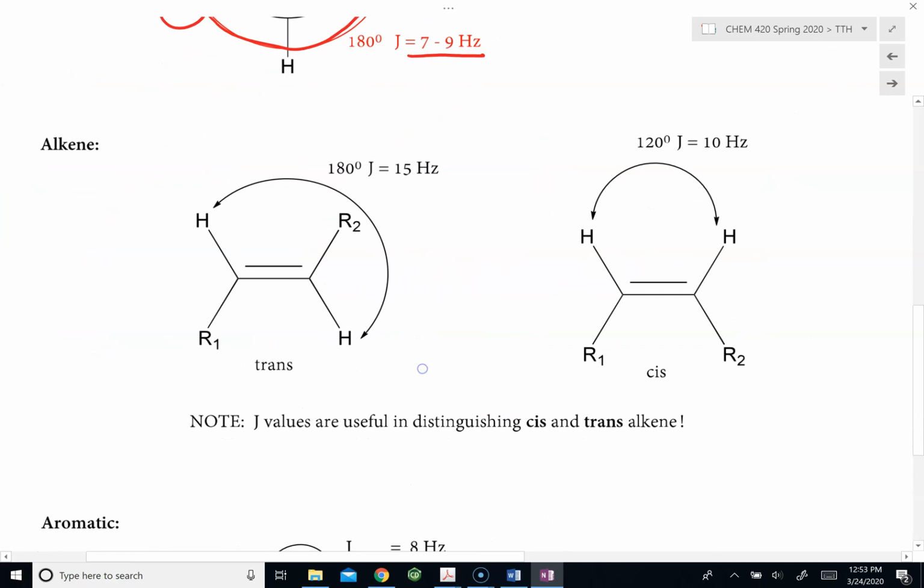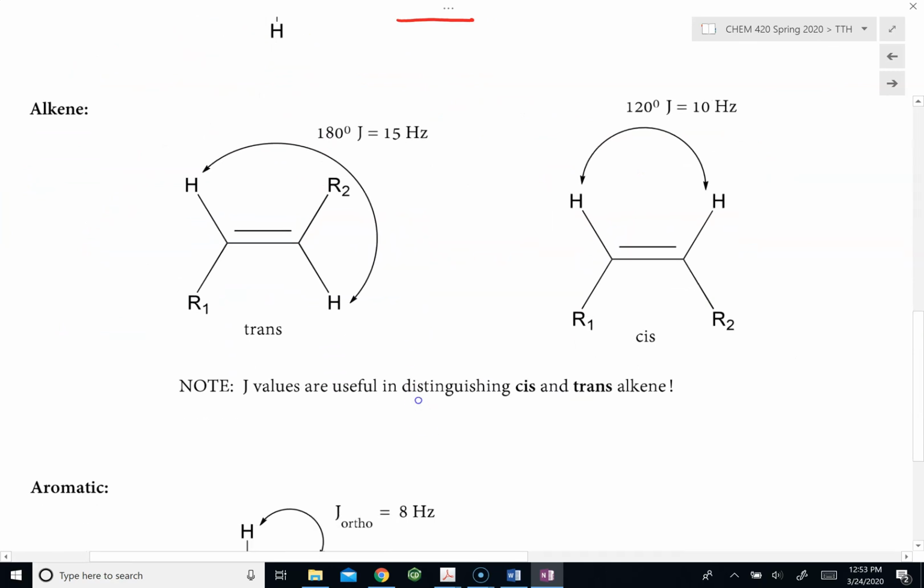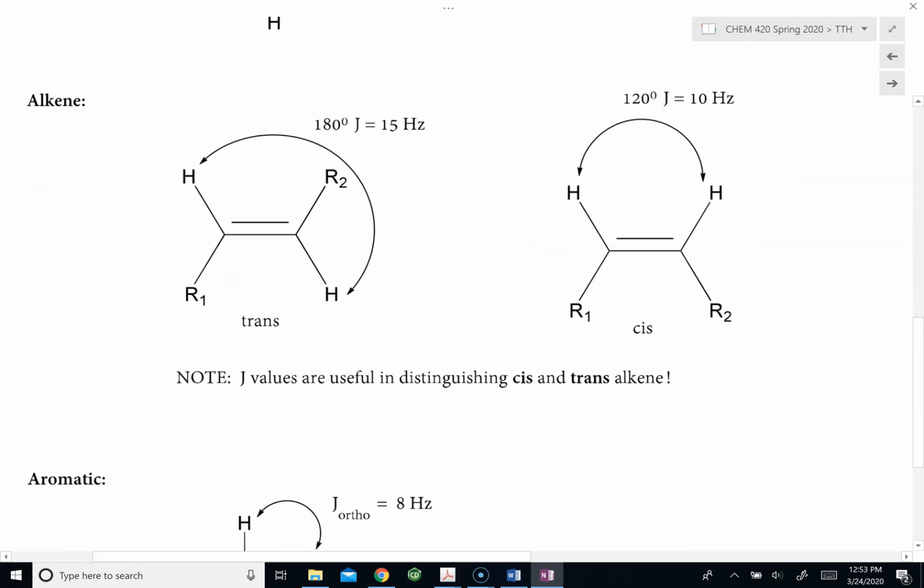In alkenes, we can also observe these types of vicinal coupling. For example, these two hydrogens in here are communicating through the vicinal coupling. It's also 3 bonds, 1 bond, 2 bonds, and 3 bonds away from each other. Here the bond angle is 180 degrees, and the J value for this type of coupling is 15 Hz.